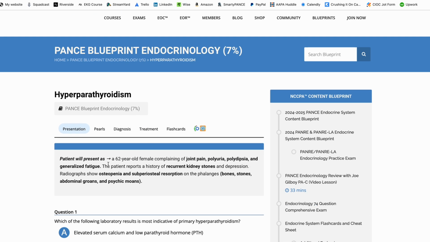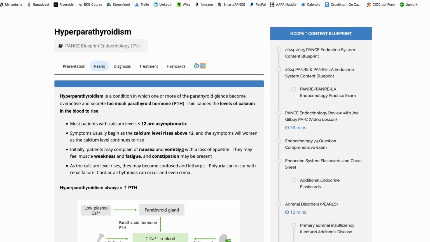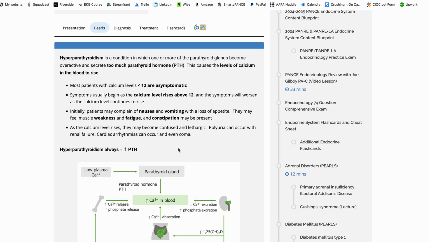and then you can click on this and you can look for more specific stuff. And so here's where that presentation can come in handy. It's saying that older age female, joint pain, general fatigue. It doesn't say anything about the memory loss or those kinds of things, although it does say psychic moans, so possibly. But if you go in here to pearls, you're going to get some more information, right? And it's going to tell you the symptoms usually begin after the calcium rises above 12, and she's at 13. So that's fitting with it.